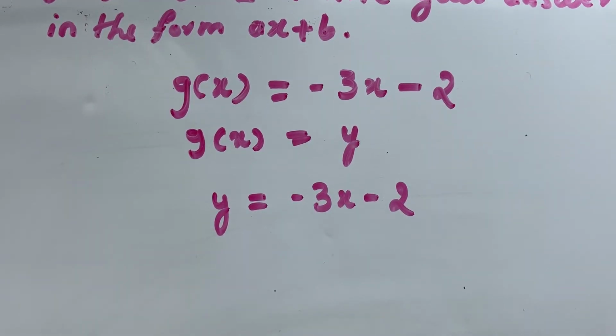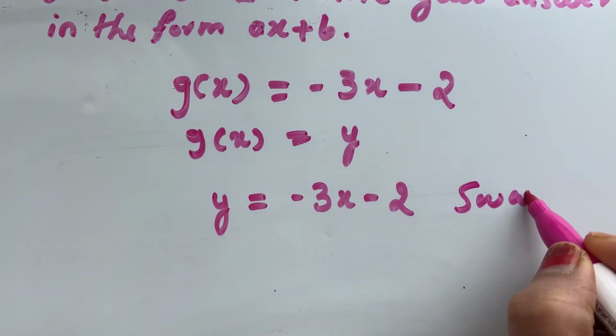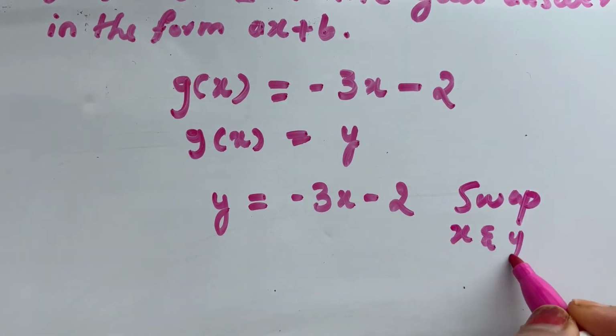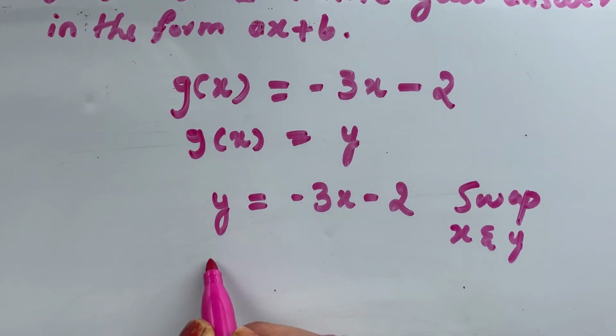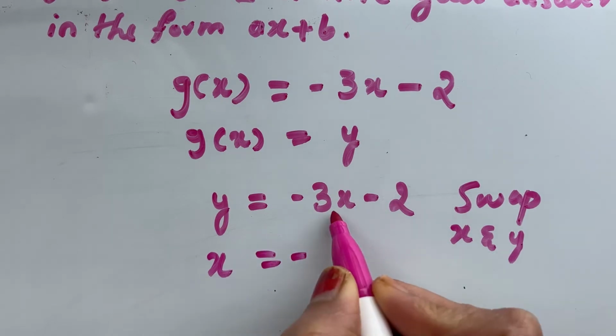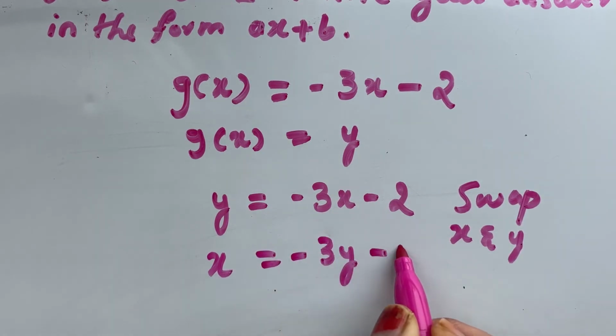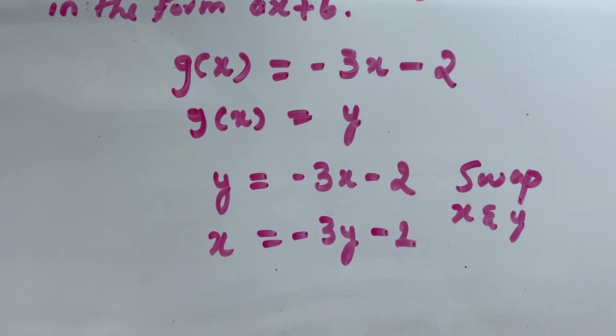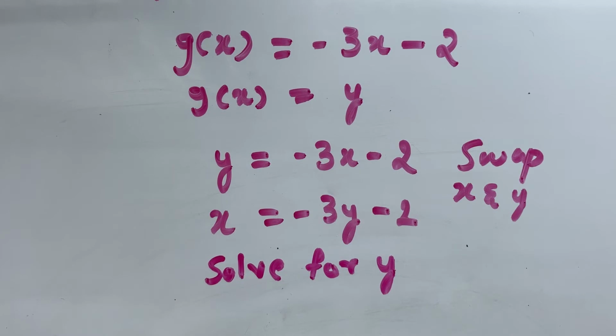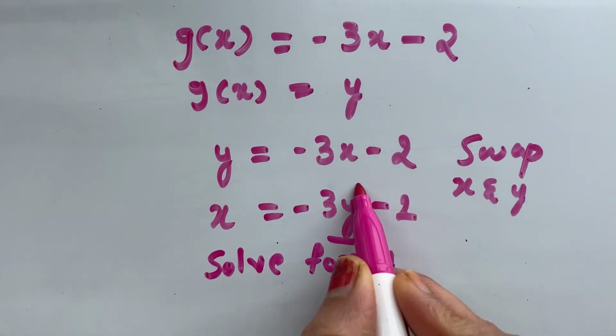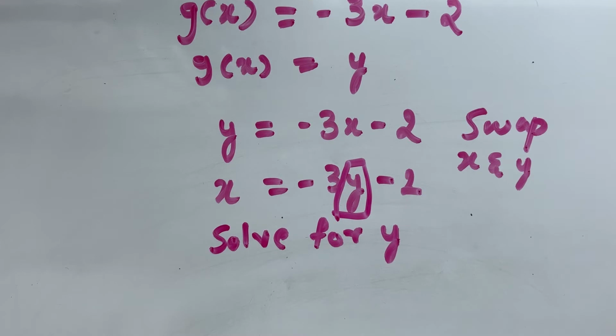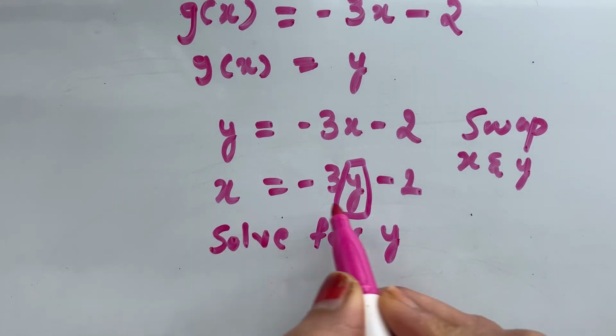Next, what you have to do, you have to swap x and y. Here you have to swap x and y. That means in place of y we have to write x, and in place of x we have to write y. We are finding inverse, so you have to swap. Now you have to solve for y. You have to find y in terms of x. So let's solve this equation.